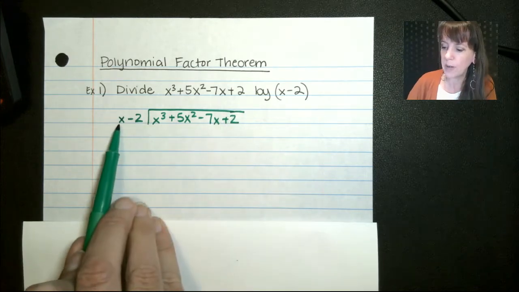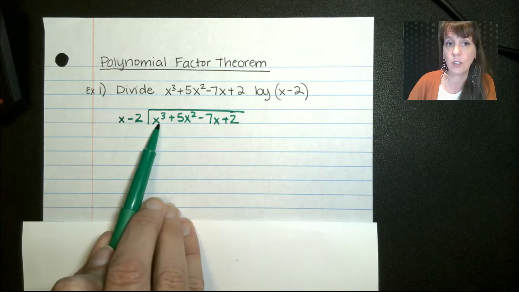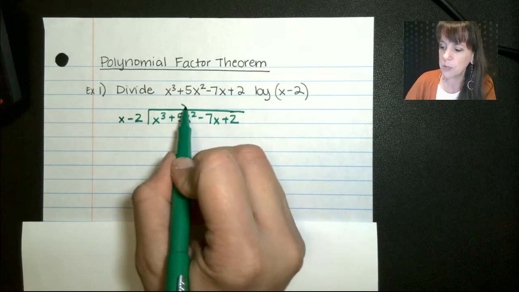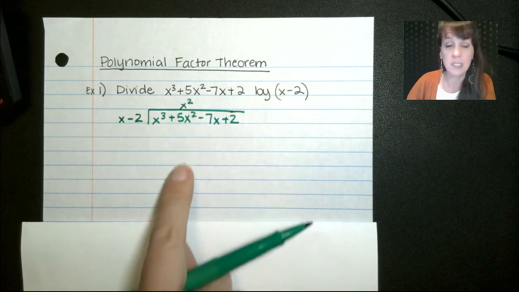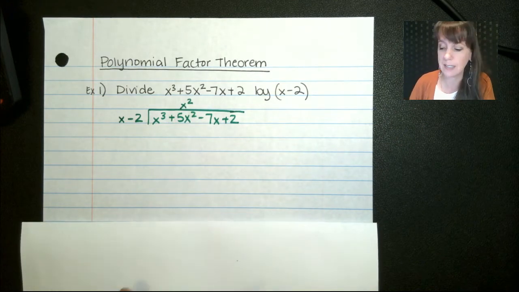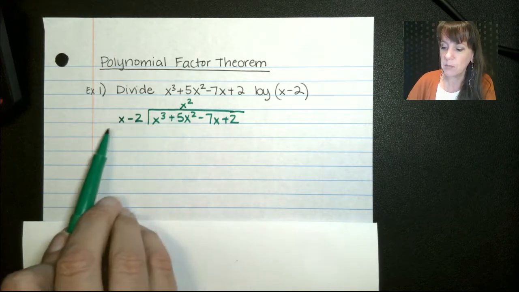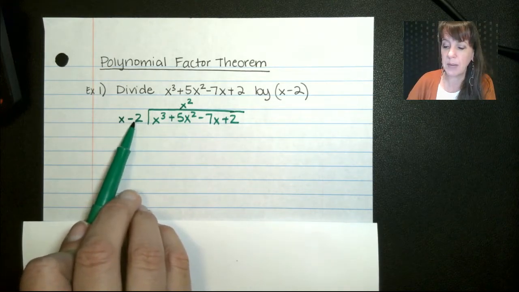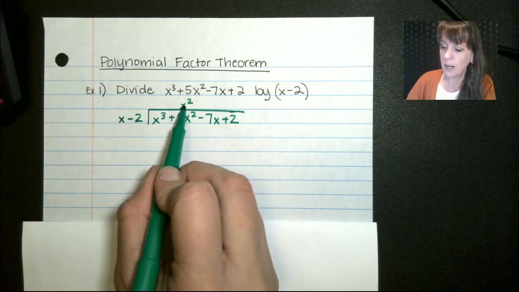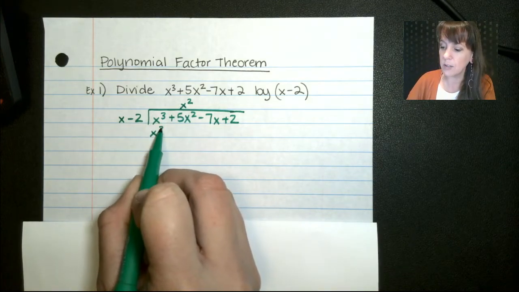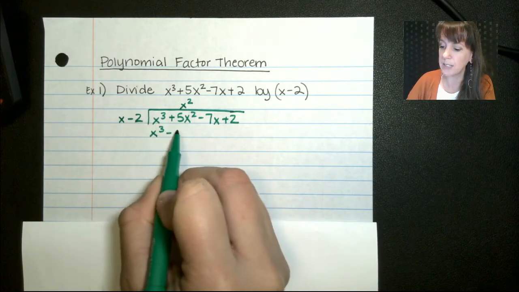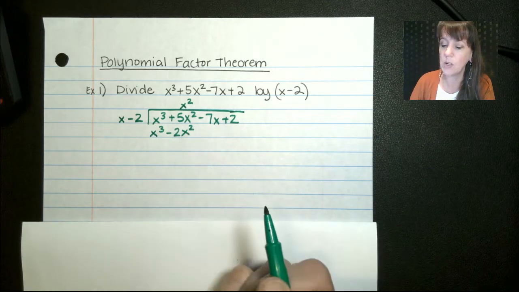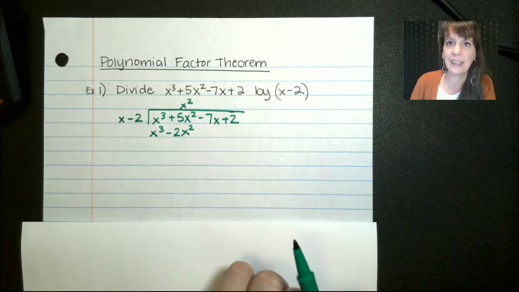Okay, so what do we say? What do I need to multiply x by to get x to the third? Well, x squared. Make sure to put that over the correct column. This is also why we use placeholders, so everything lines up. Now I'm going to take this x squared and multiply it through x minus 2. So x squared times x gives me x to the third, and then this times this gives me minus 2x squared.